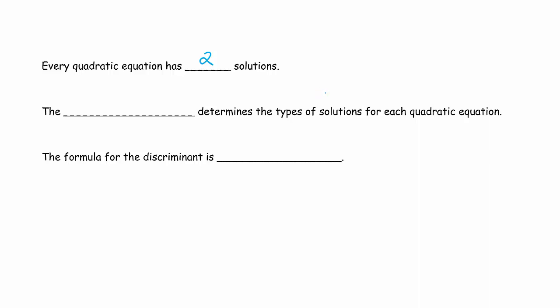Do you remember last video when we had the square root of the negative number? That's when we had those non-real solutions. That thing came from inside the square root of the quadratic formula. It has a name. It's called the discriminant. The discriminant literally discriminates against certain numbers. The formula for the discriminant is b squared minus 4ac.